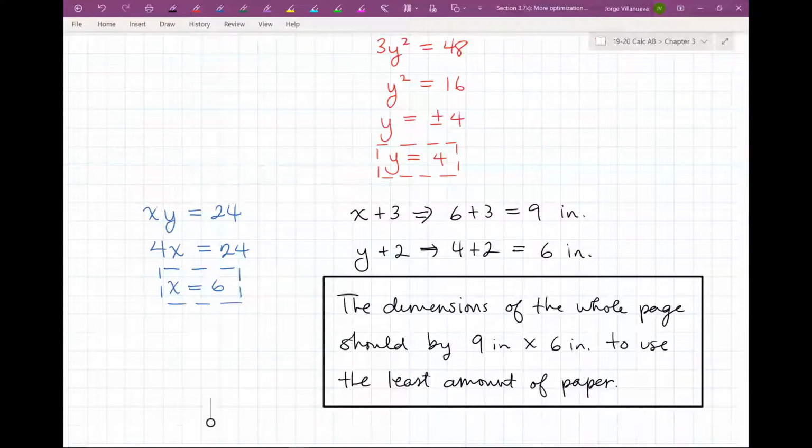Any questions on this? Need me to explain anything?